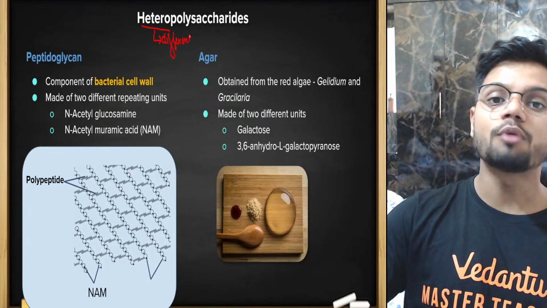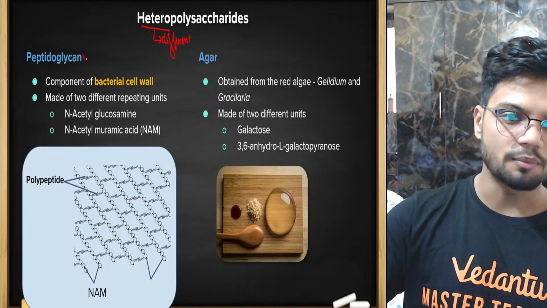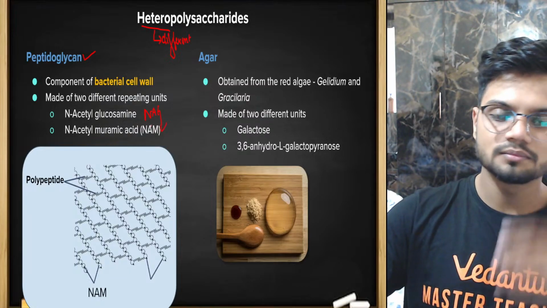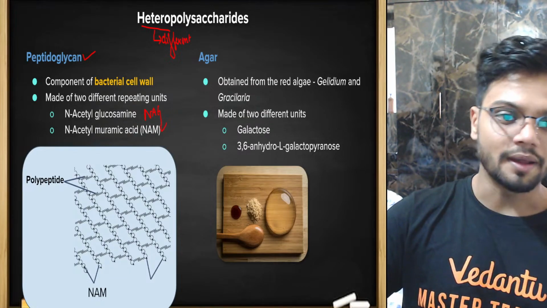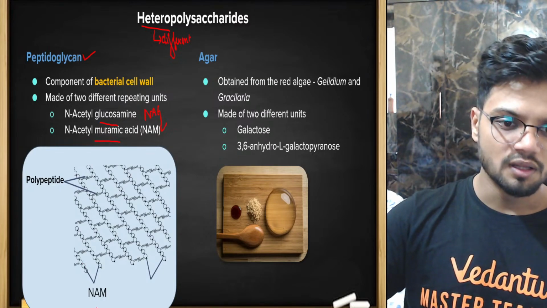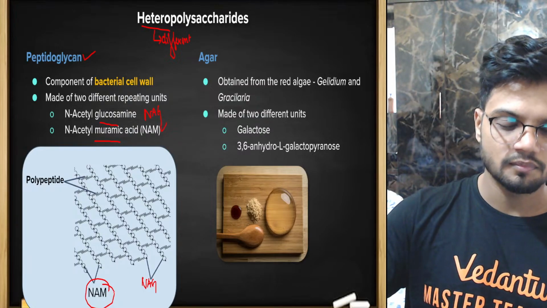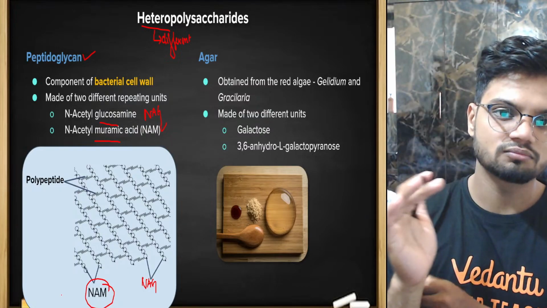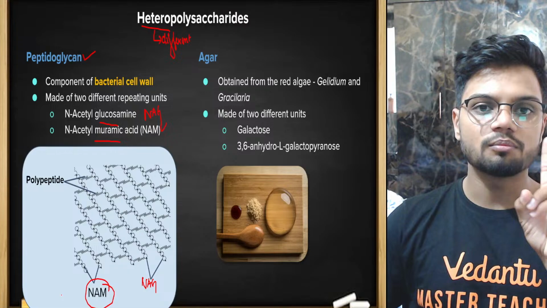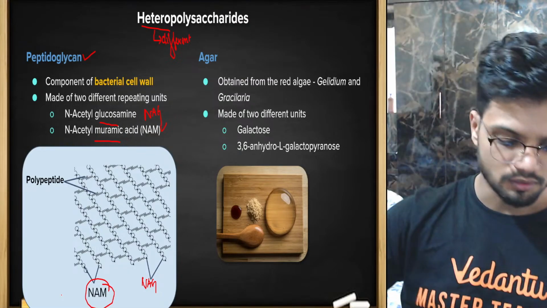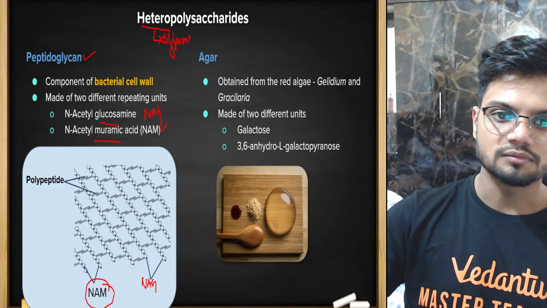So, different types of polysaccharide. I told you already in the case of peptidoglycan, it is made up of NAG and NAM. N-acetylglucosamine, N-acetylmuramic acid, a long chain of NAM, and there will also be NAG here. NAG and NAM will be your repeating units. Peptidoglycan: two types of monosaccharides repeated continuously.